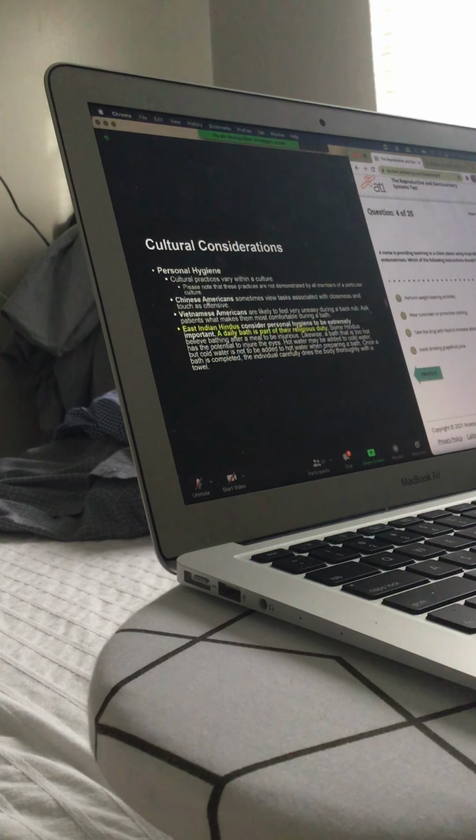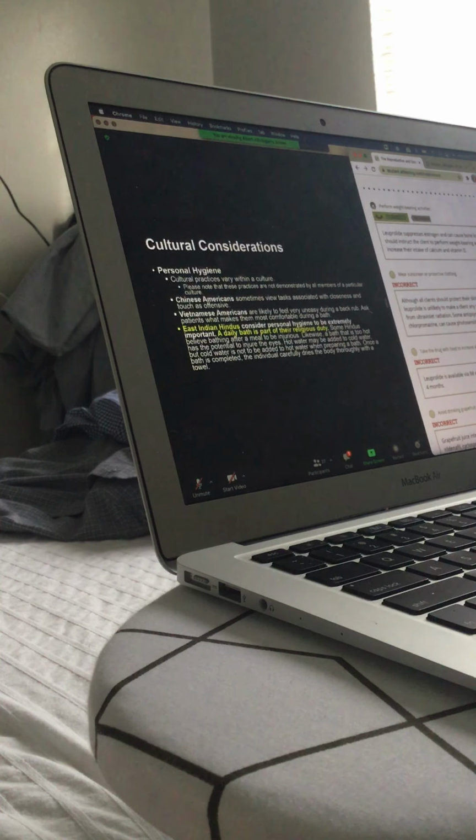In the case of Chinese Americans, they view personal hygiene tasks associated with closeness and touch as offensive. So if you're dealing with a Chinese American patient, we need to be very careful before we touch them. Give them information: I need to move you, and I will be touching your shoulders, or your leg area. We talk to them in simple terms, giving them a good enough warning, because being touched by someone they don't know or aren't close with can be offensive in this culture.